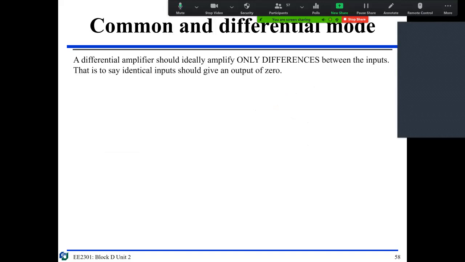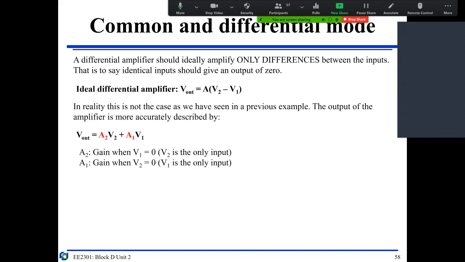So here we are going to say something that probably you haven't learned. It's called common modes and differential modes. So ideal differential amplifier is like this. But in reality, there are many reasons they become not the same. Okay, not the same. So you can understand that.